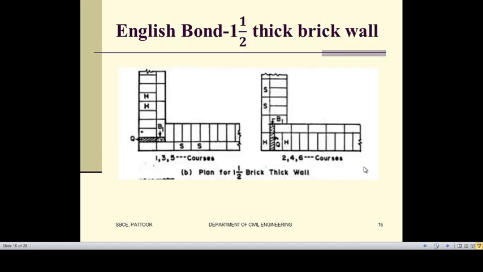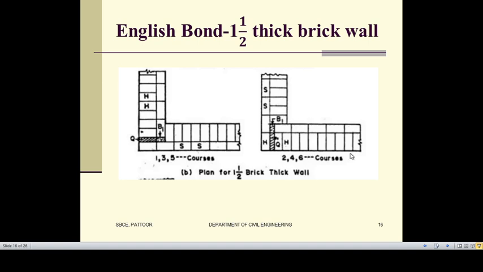So next one is how to construct an English bond with 1.5 thick brick wall. So what is English bond? English bond is made by placing alternate layers, alternate layers consisting of stretcher and header, likewise. And what is 1.5 thick brick wall? 1.5 thick brick wall means the thickness of the wall will be equal to 1.5 length of the full brick. 1.5 length means the length of the brick plus half the length of the full brick.